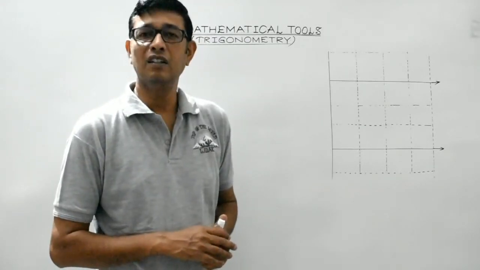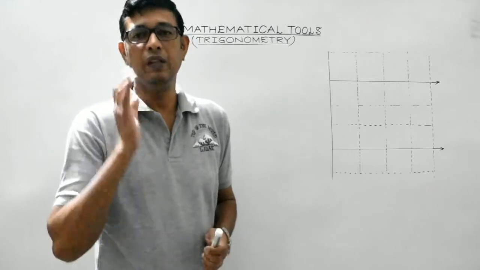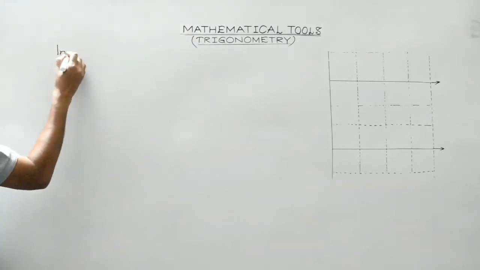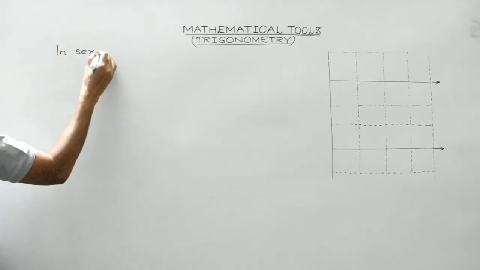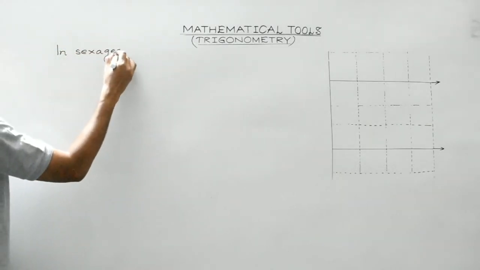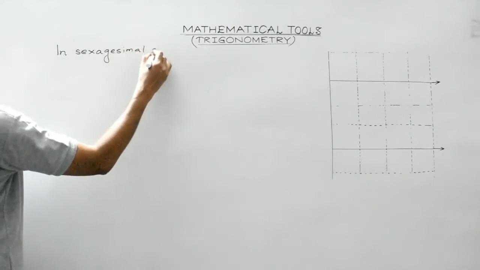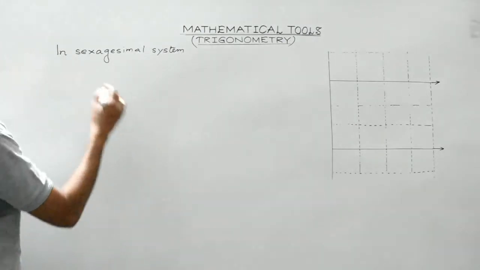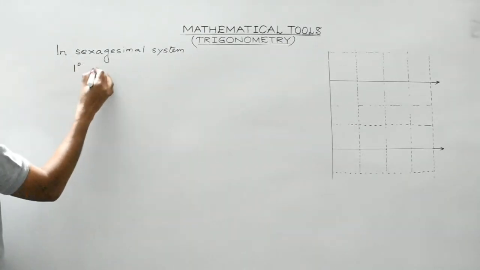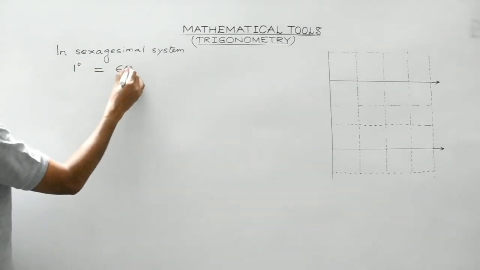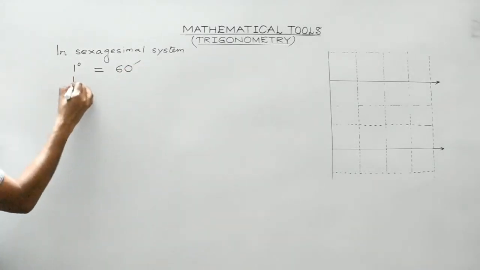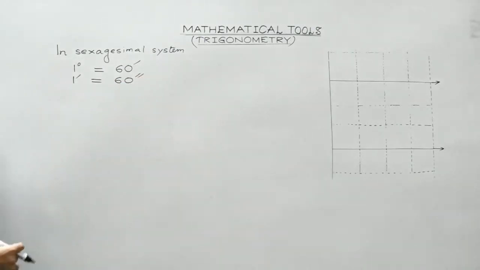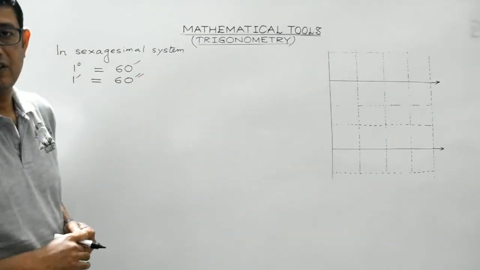But before that, we need to start from the very basics. In the hexadecimal system, we consider 1 degree to be equal to 60 minutes, and 1 minute is equal to 60 seconds. It's written like this, right?